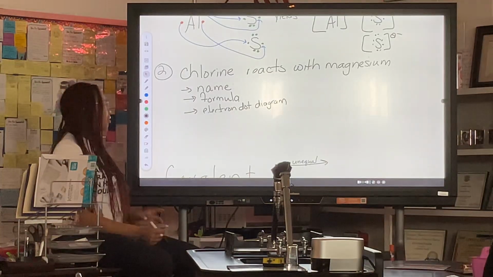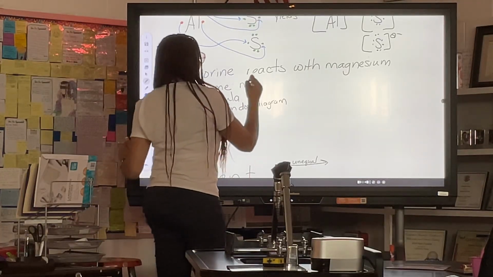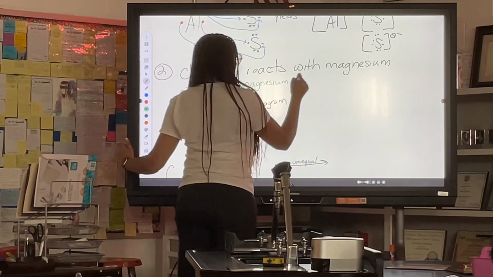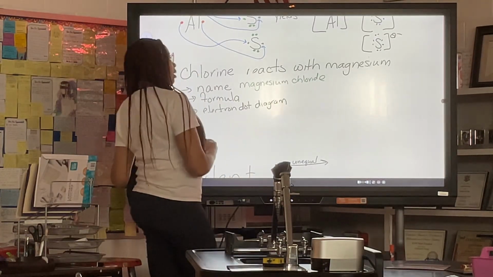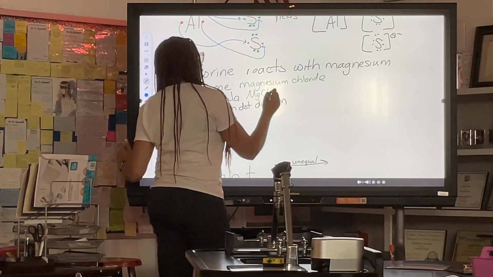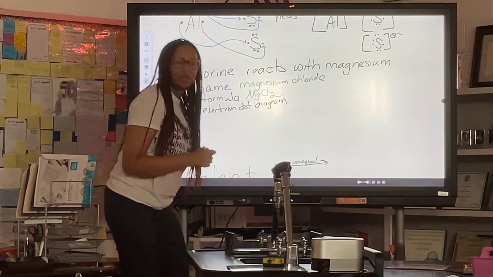Alright, let's do it together. What is the name of this compound? Magnesium chloride. Cool beans and awesome sauce. What is the formula? MgCl2. Alex, you're killing it on this. You must really like this or get it.